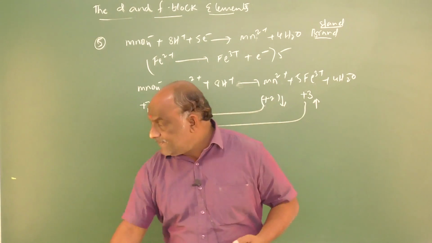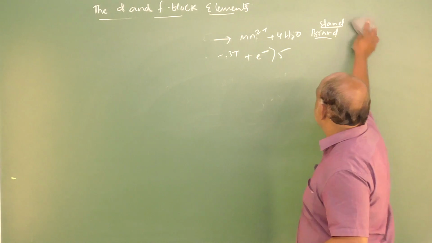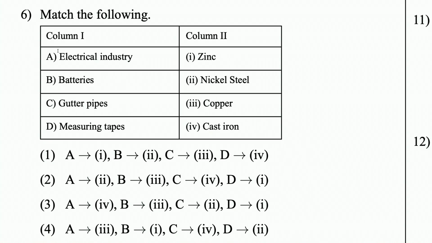Followed by that, question number 6. Match the following. This is about the uses of transition elements. Transition elements are used in different streams: in catalytic, in medical, in different types of industries, and to prepare batteries. We discussed different examples in the synopsis classes. So match the following. Column 1 and column 2 are given.